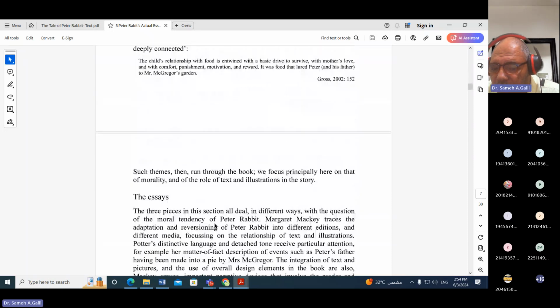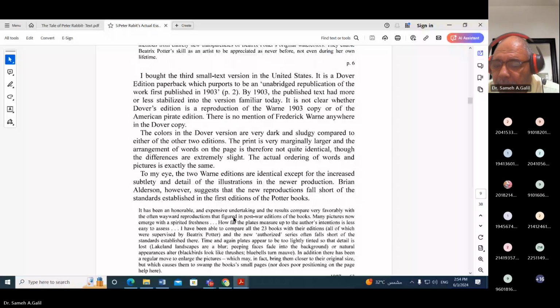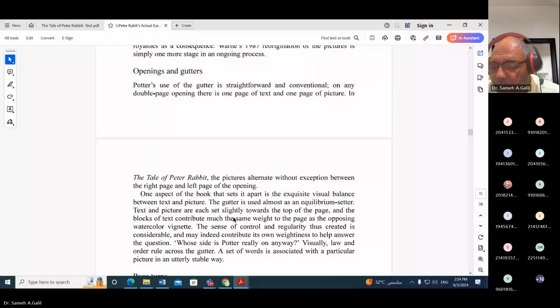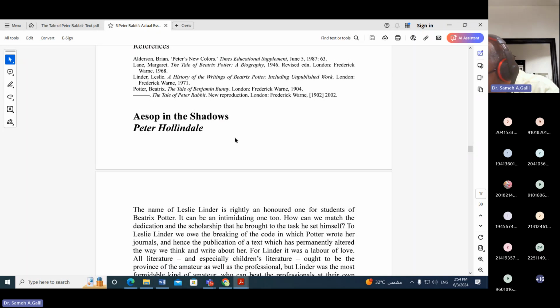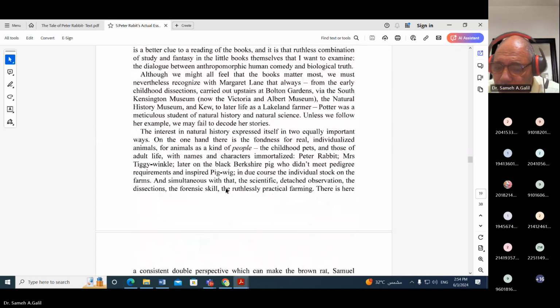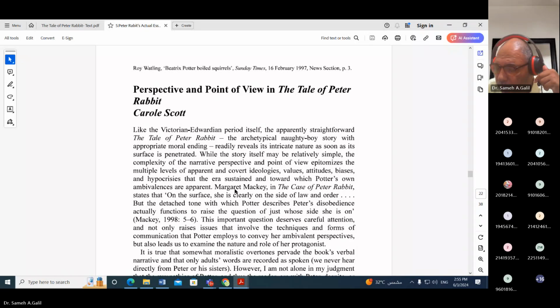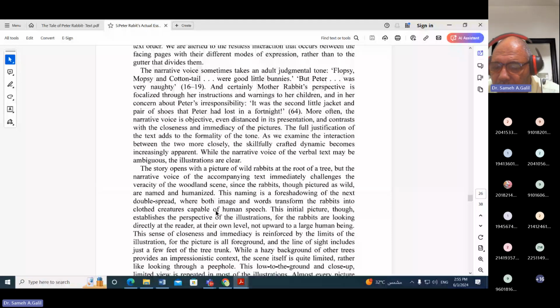And then when she finishes, you will have another article by Margaret McKay. The title is Peter Rabbit, Potter's Story. And then another article, and it's called Aesop in the Shadows by Peter Holland. And then a fourth article by Carol Scott: Perspective and Point of View in the Tale of Peter Rabbit. And I think one more, if I'm not mistaken, or perhaps this is a long one.